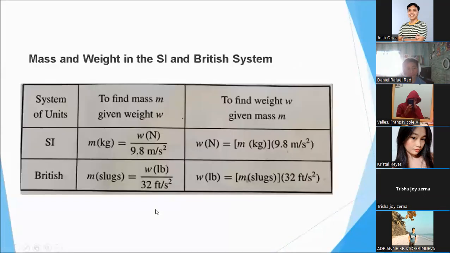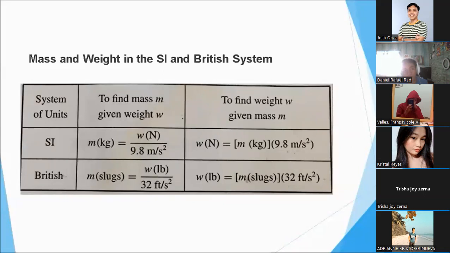So let's take a look at this table. So this gives you formulas to solve mass given the weight and to solve for weight given the mass. But here on the table, you are given the formulas both in the SI and in the British system. Okay, so yun yung mga systems of measurement. Kasi di ba sa SI, we have meter, kilogram, centimeter, yon. O sa mass, kilogram. And distance, we have meter or centimeter, kilometer, di ba? And then for the force, we have the Newton.